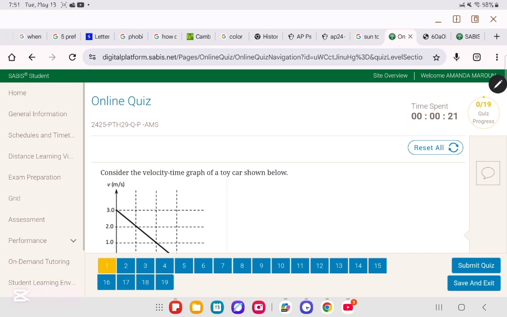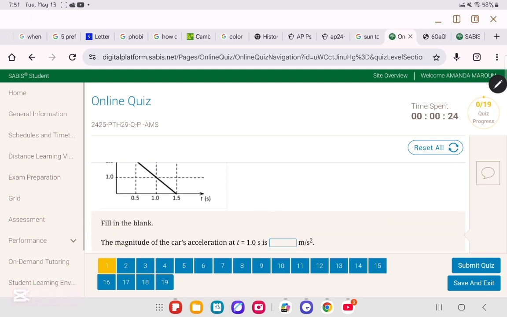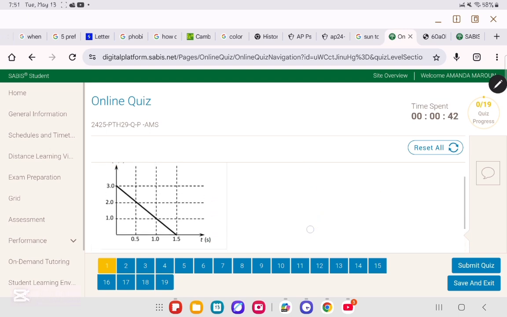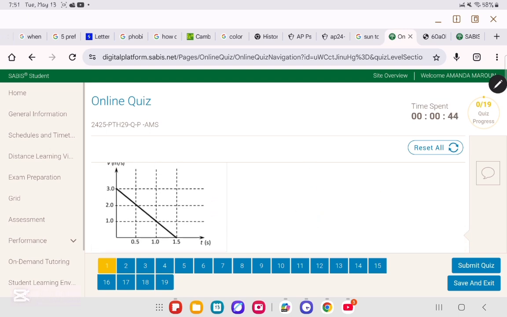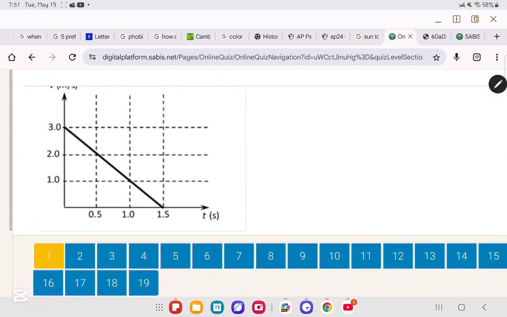Consider the velocity time graph of a toy car shown below. They want the magnitude of the car's acceleration. Okay, magnitude, very important keyword. That means whatever answer we get, we're going to put it in absolute value. The car's acceleration at a specific time, that means they are looking for what? The instantaneous acceleration. In order to find the instantaneous acceleration, you will need to find the slope of the line and put it in absolute value because they want the magnitude.